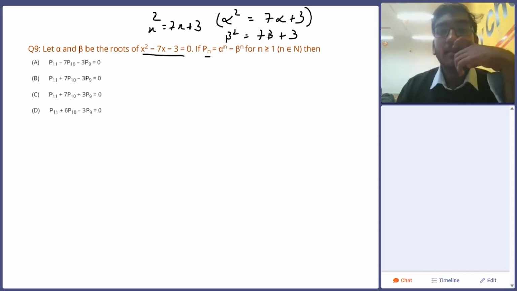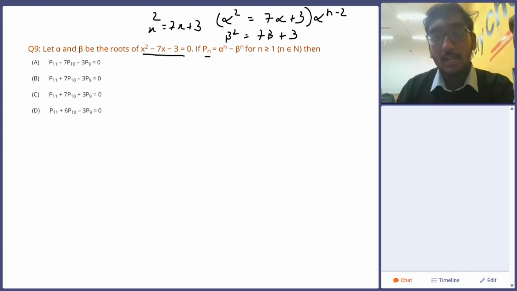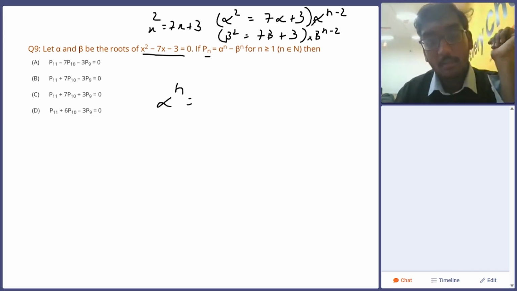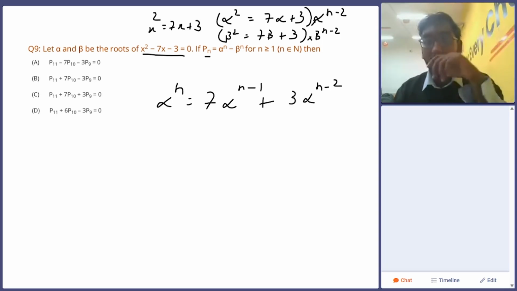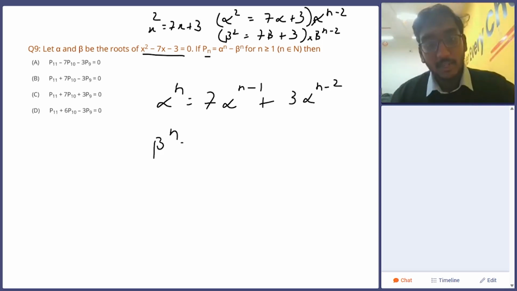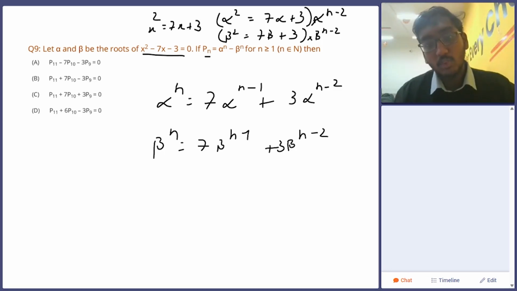So what you can do is you can multiply this entire expression by alpha power n minus 2, this entire expression by beta power n minus 2, right? After the multiplication, what will happen? You will get alpha power n equal to 7 alpha power n minus 1, right? Plus 3 alpha power n minus 2, okay? That is what you will be getting. Likewise, beta power n will be what? 7 beta power n minus 1 plus 3 beta power n minus 2, okay?